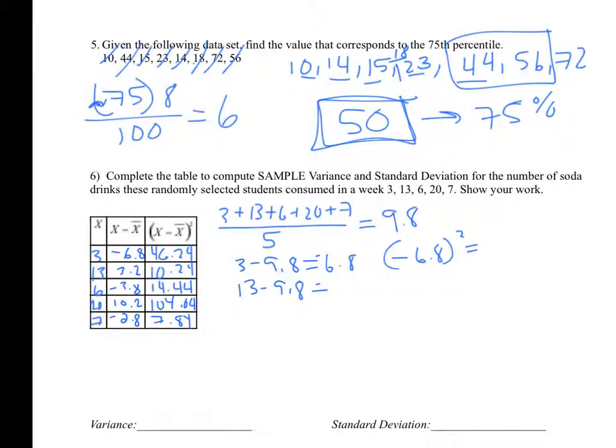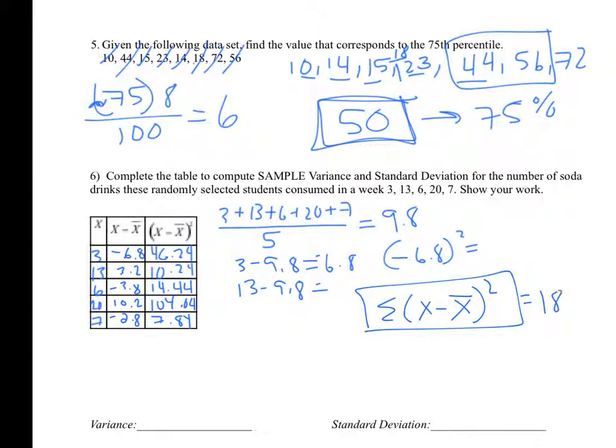So once you get them all squared, then you add this column all the way up. So you're going to get the sum of x minus x bar squared. You're going to add them all up. So it's 46.24 plus 10.24 plus 14.44 plus 104.04 plus 7.84, which is 182.8. And since we have sample variance, we're going to divide that by n minus 1. So we're going to divide that by 4.